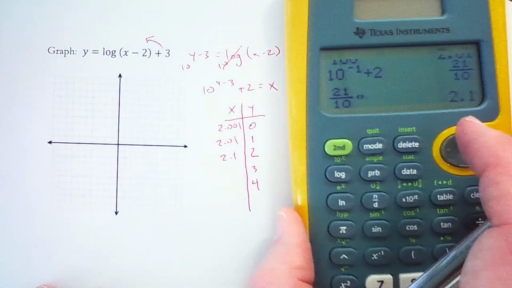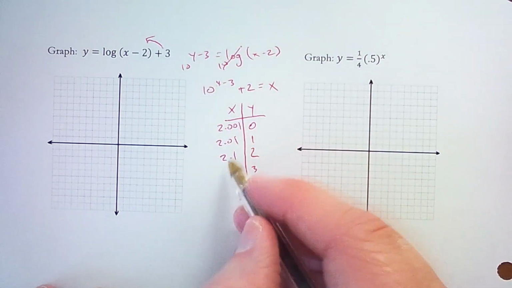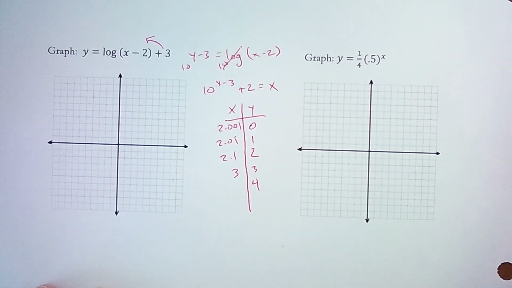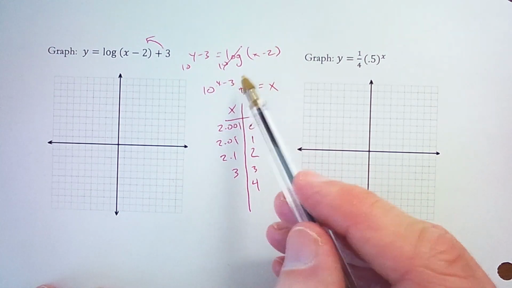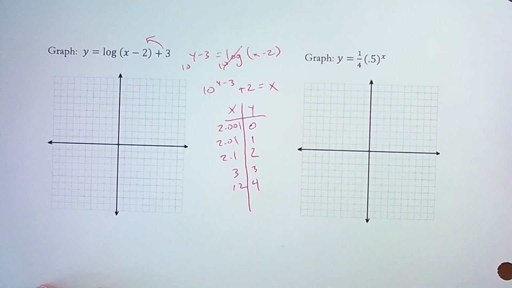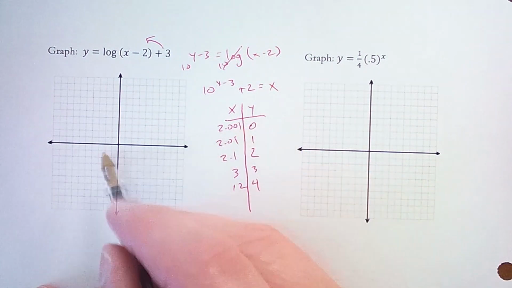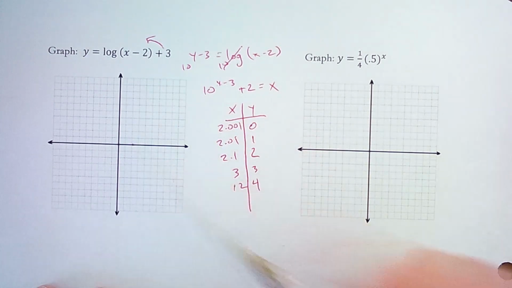So with a 3, that's 10 to the 3 minus 3, or 10 to the 0, which is just 1, plus 2 is 3. Then we have 10 to the 4 minus 3, so that's 10 to the first power, which is 10, plus 2, and that's 12.